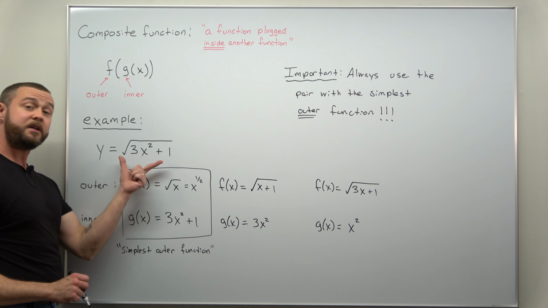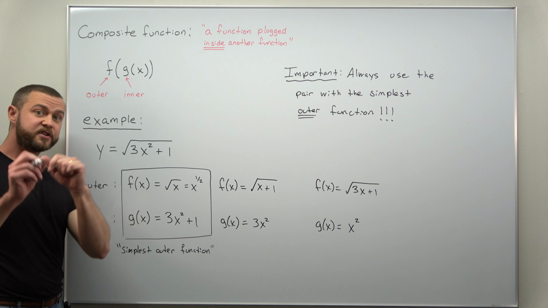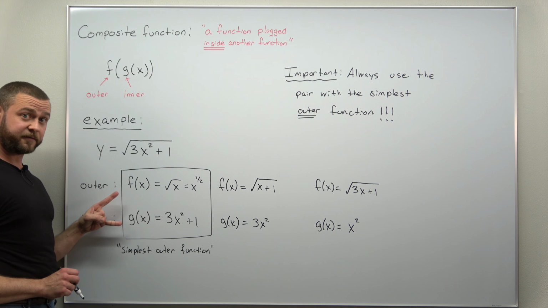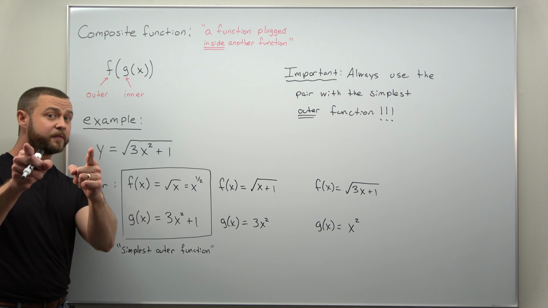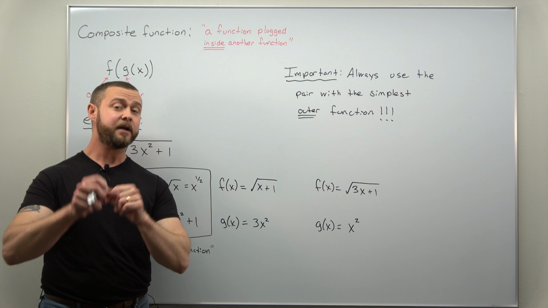Now, with that out of the way, let's go ahead and get to a bunch of examples like this, given a function, just identifying the outer and inner functions. And we're going to take a look at a whole bunch of different combinations that are frequently encountered when applying the chain rule.